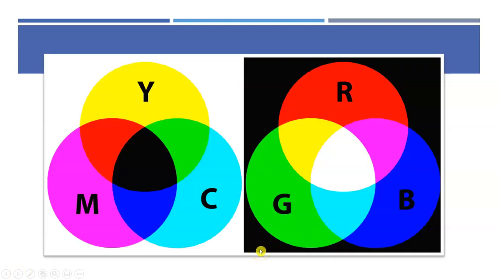Here are examples of these things. If you notice RGB, where the colors mix, it is white, right there in the center. And for the CMY, where the colors mix, it is black right there. So very important differences in those color modes.